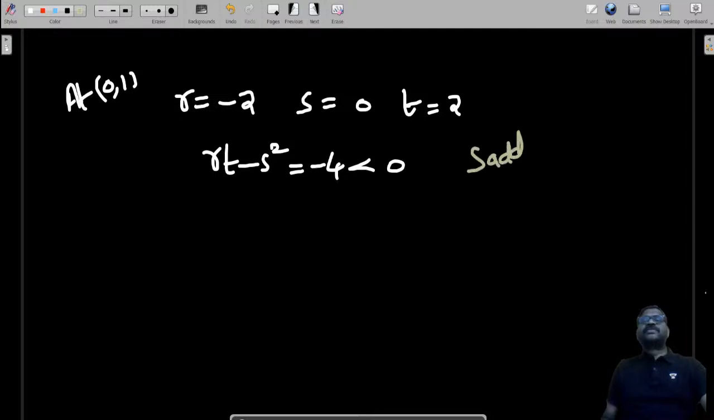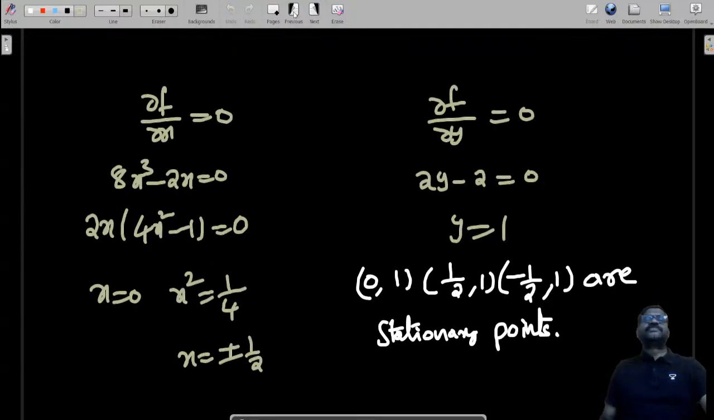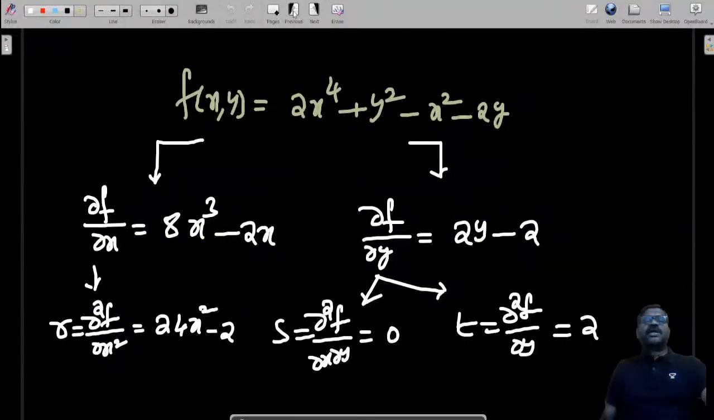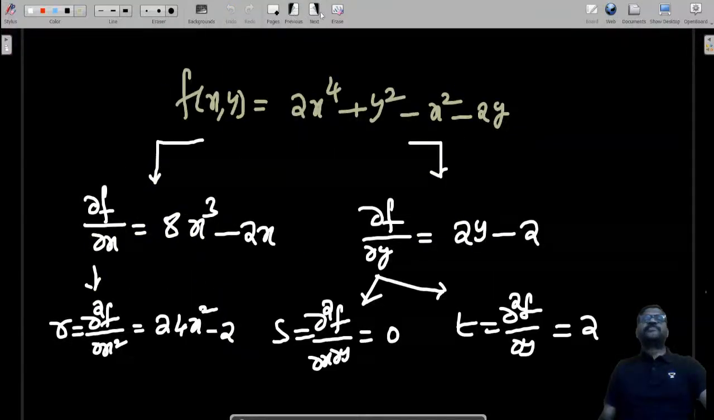Therefore, saddle point at (0, 1). At (1/2, 1), the value of r is 24 by 4, that is 6 - 2 = 4. s is 0, t is 2.